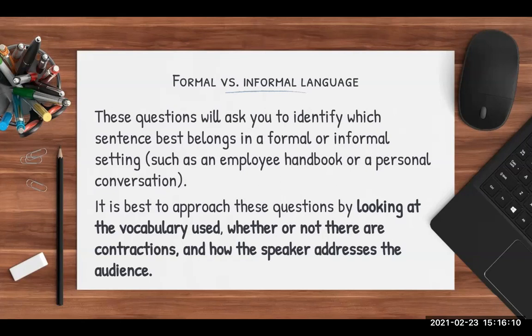It's best to approach these questions by looking at the vocabulary that's used, whether or not there are contractions. If there are, that indicates more informal language. If there aren't, more formal. And just how the speaker seems to be addressing the audience.